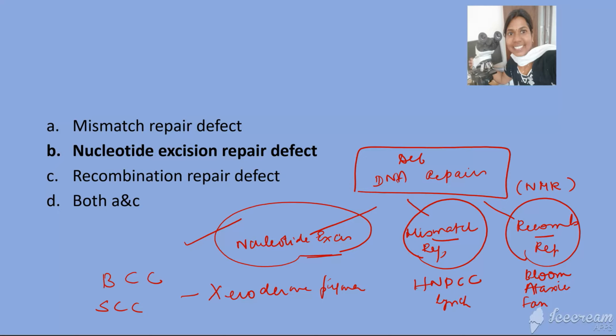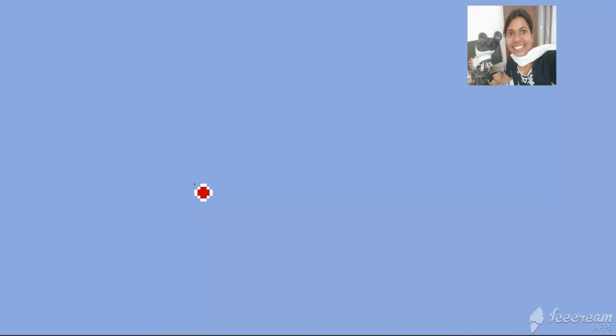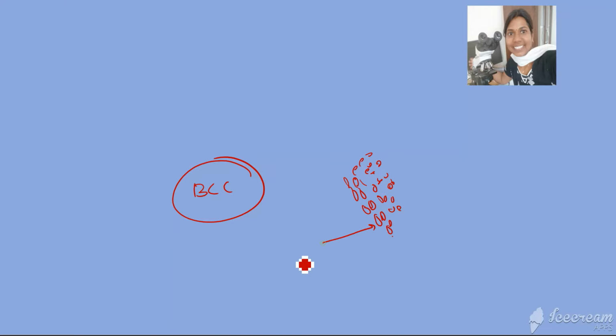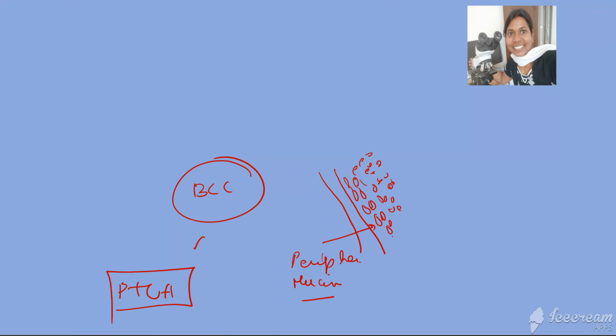Okay. So apart from this, a few points about BCC. So when you histologically look into a basal cell carcinoma, basically they are blue cells. You have nests of cells which show peripheral palisading, and in the small stroma you can have some mucin. Okay, and usually BCC is due to mutation in a gene called PTCH.